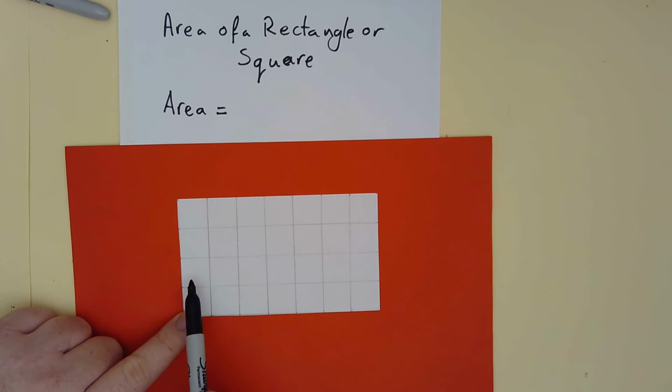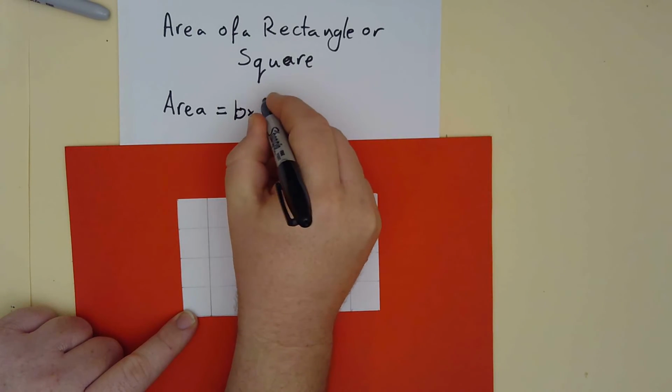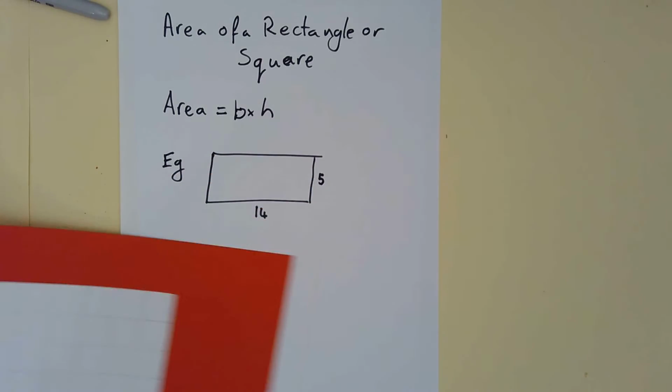But more than that, I see that for each of these 4 squares I've got going up, I've got a row of 7. So I could, instead of just counting, go 7 plus 7 plus 7 plus 7, or 4 times 7. Now, in your textbook, they'll say length times width. I prefer breadth times height, because that means it's more consistent with the other shapes we're going to be looking at.